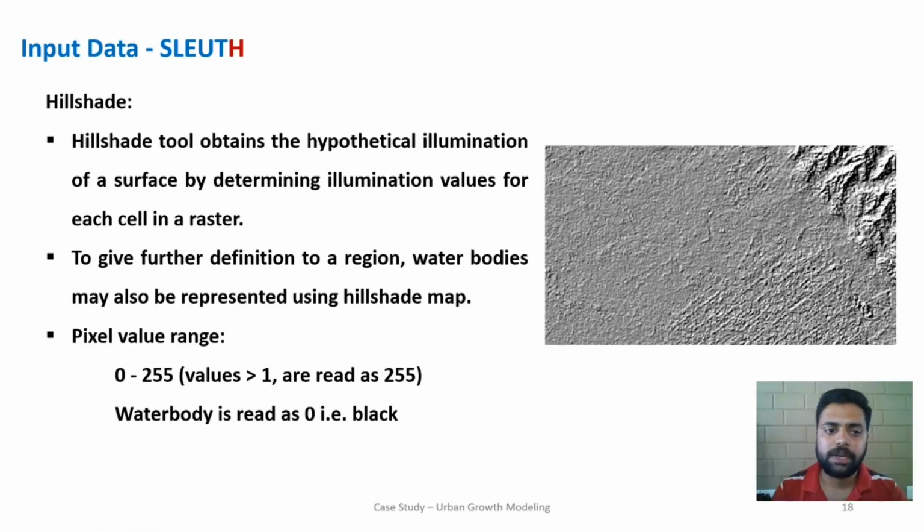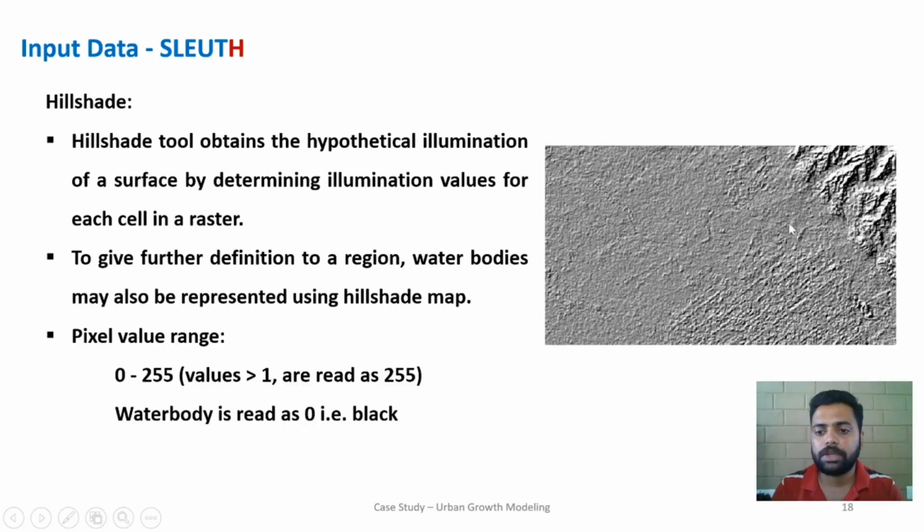The last layer is hillshade. The hillshade tool obtains the hypothetical illumination of a surface by determining the illumination values for each cell in a raster. That means if you can see here, you can see shadow in the northeastern part. Basically what you are assuming is that your sun is kept at a certain altitude and in a certain direction. These are called altitude and azimuth values. Wherever you keep the sun, based on how the shadow forms and the lighted area, we determine the exact terrain of a particular place.